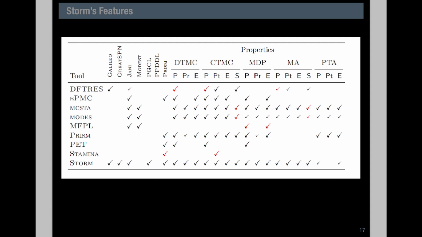This is a plot or an overview from the competition overview of 2020. And what you see is that Storm supports many input languages, as we have seen before. That is the first couple of columns. Then we have those different models like Markov chains, continuous time Markov chains, Markov decision processes, Markov automata, and probabilistic timed automata. And what you see in the last row is that Storm actually supports many of these features.